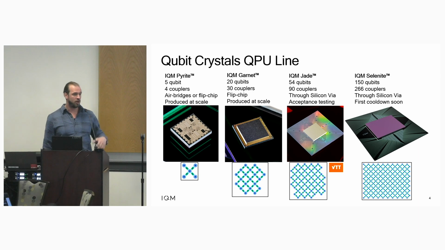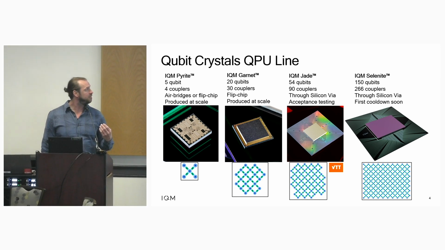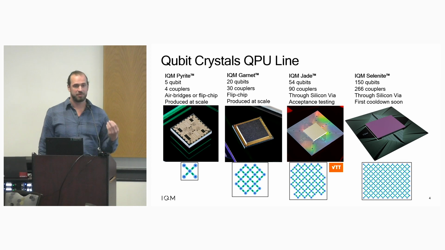Just to give an overview of our baseline technologies, we have initially started developing square lattice QPUs using transmon qubits and tunable couplers. We have offerings and devices spanning 5 qubits, 20 qubits that we have shipped. A 54-qubit device we currently have in acceptance testing, and soon we're in the process of developing 150-qubit QPUs.